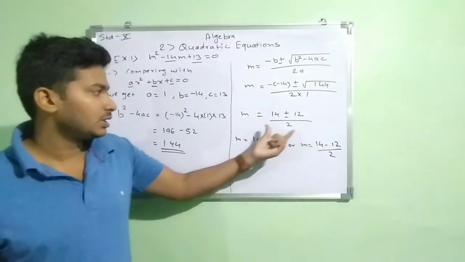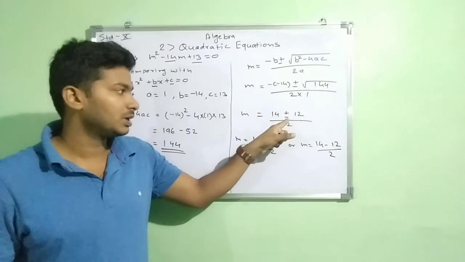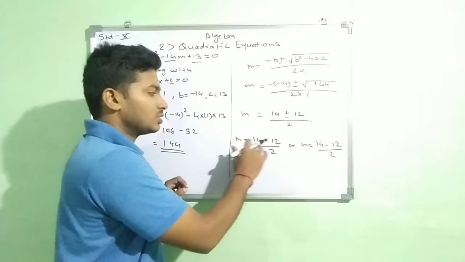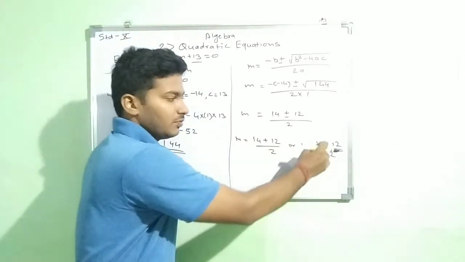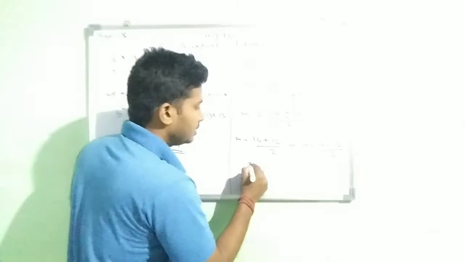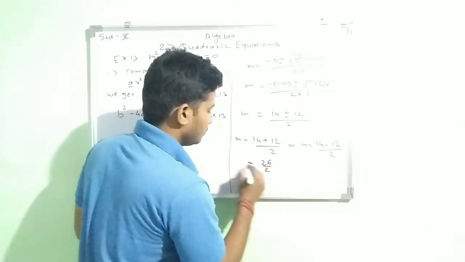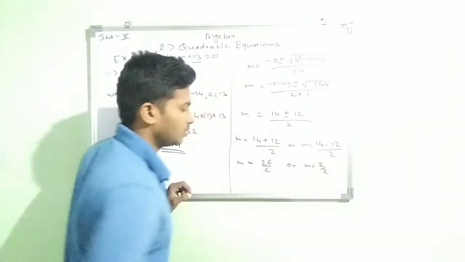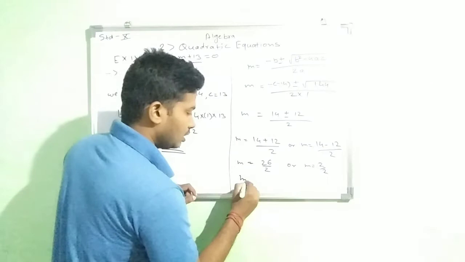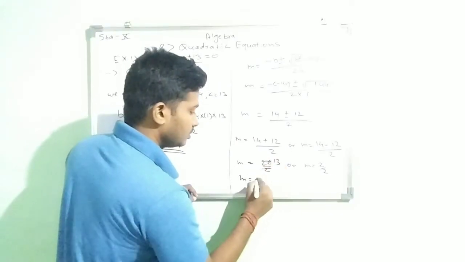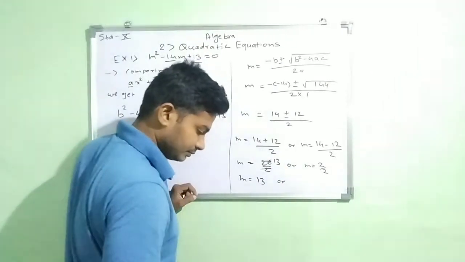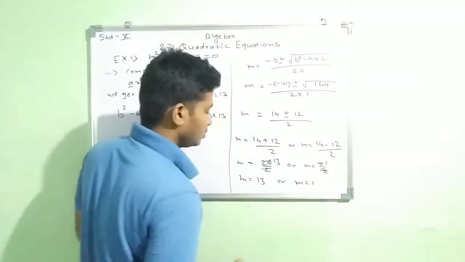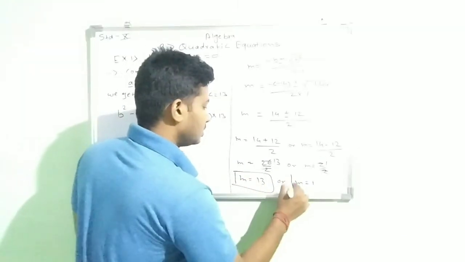Okay. What I have done here, I have split that formula because of that plus or minus sign. So on one side we have got m is equal to 14 plus 12 upon 2 and on the other side we got 14 minus 12 upon 2. Okay, now we have to add them. It will be 26 upon 2 and here we will get 2 upon 2. Now 26 upon 2 will be m is equal to 13 and we will get another value, m is equal to 2 ones are 2. So here m is equal to 13 and m is equal to 1.